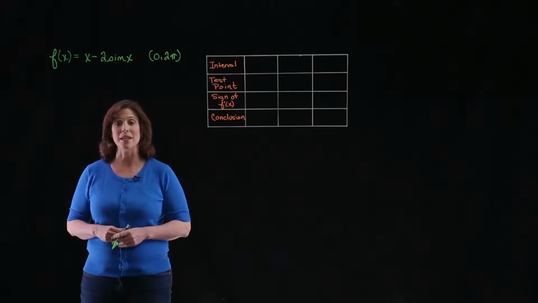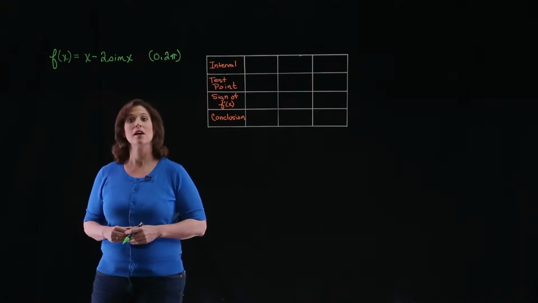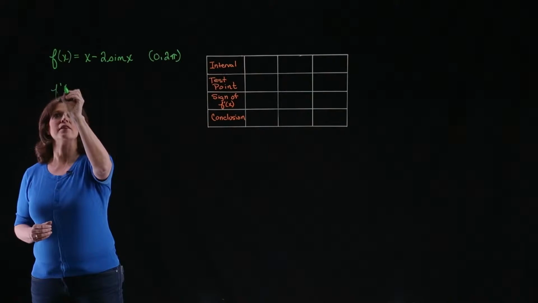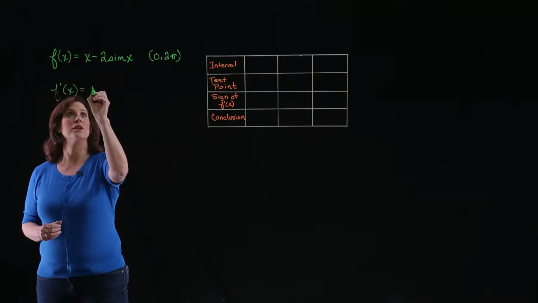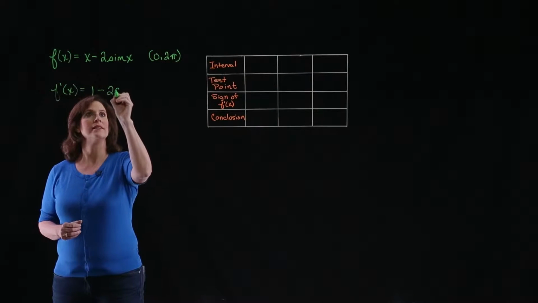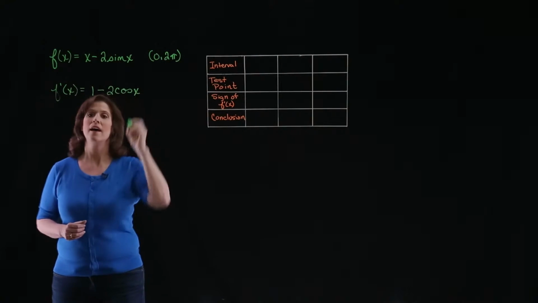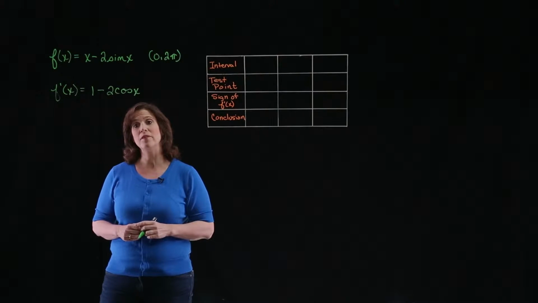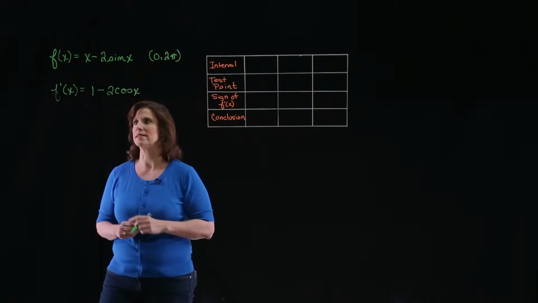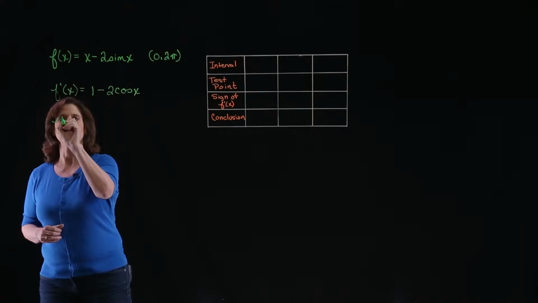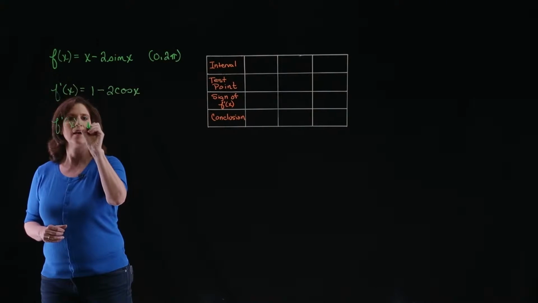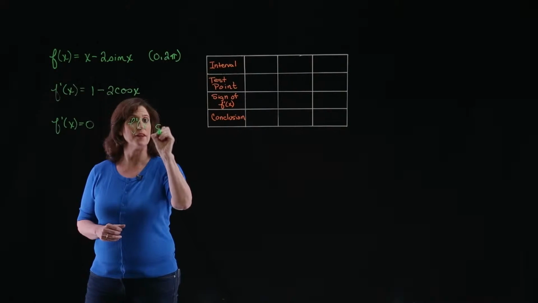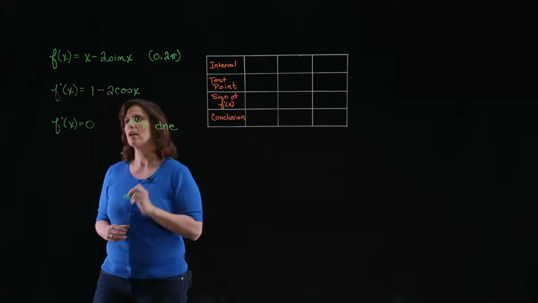In order to do this, we need to find the critical numbers, which means we need the derivative. So the derivative of my function f is going to be 1 minus 2 times the cosine of x. Remember that critical numbers happen when the derivative is 0 or when it does not exist. So let's see, when is the derivative equal to 0? And then we'll ask ourselves, when does the derivative not exist?